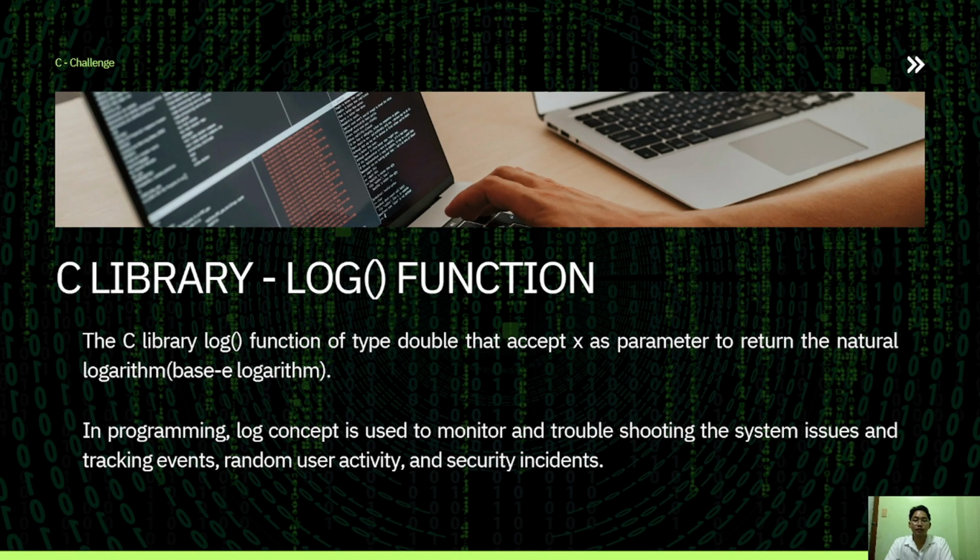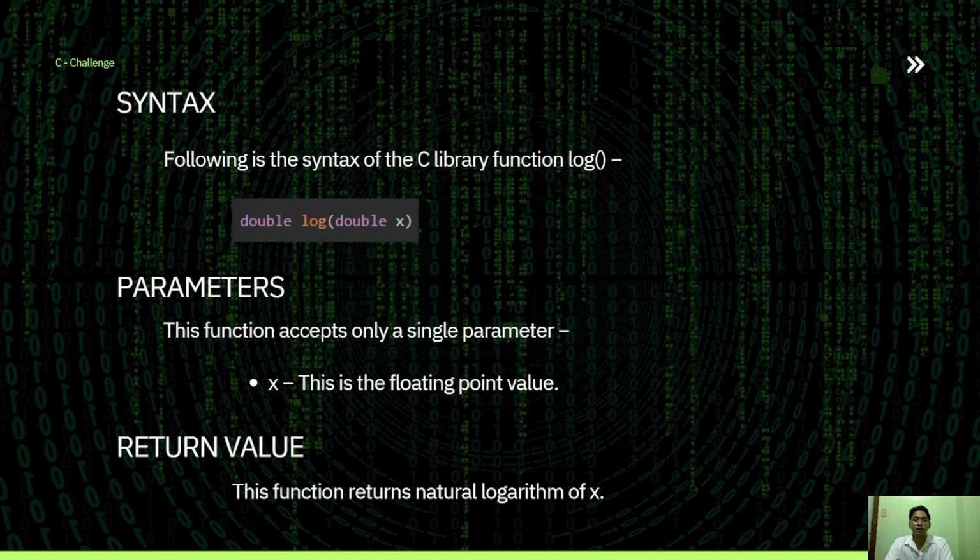C library log function. The C library log function of type double accepts x as a parameter and returns the natural logarithm, or base e logarithm. In programming, the log concept is used to monitor and troubleshoot system issues and track events from user activity and security incidents. The following is the syntax of the C library function log: double log(double x). This function accepts only a single parameter, x, a floating point value. The return value is the natural logarithm of x.